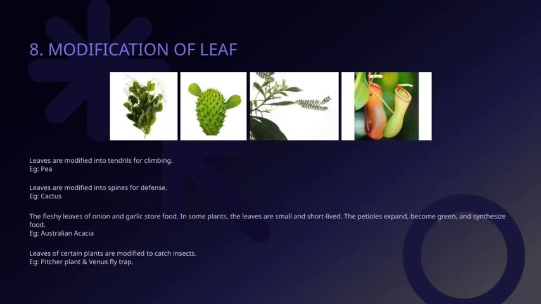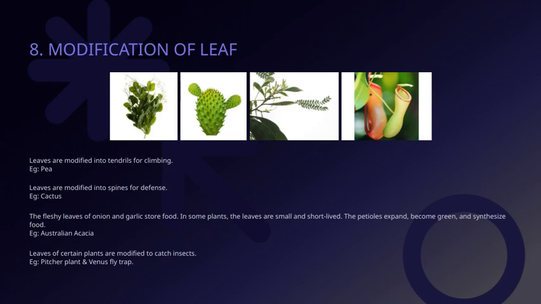Let's talk about how leaves can be modified to serve different functions in plants. Some plants have leaves that are adapted to catch insects, which is a fascinating example of how plants can evolve to get nutrients. For instance, the pitcher plant and Venus flytrap have leaves that form trap structures to lure and digest insects. On the other hand, the fleshy leaves of onions and garlic are modified to store food, acting as energy reserves for the plant. In some plants, like Australian acacia, the leaves are quite small and short-lived. In these cases, the petioles, the stalks that attach the leaf to the stem, expand, turn green, and take on the role of synthesizing food through photosynthesis.